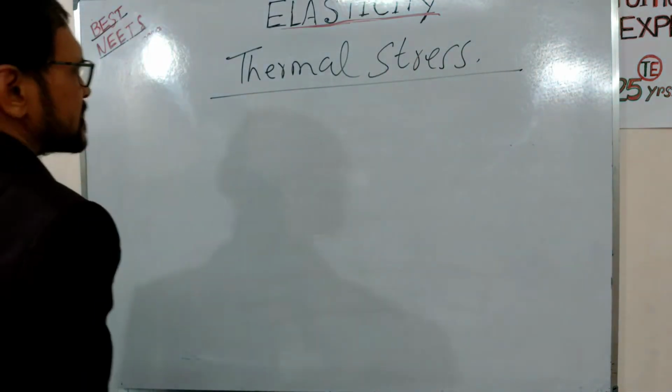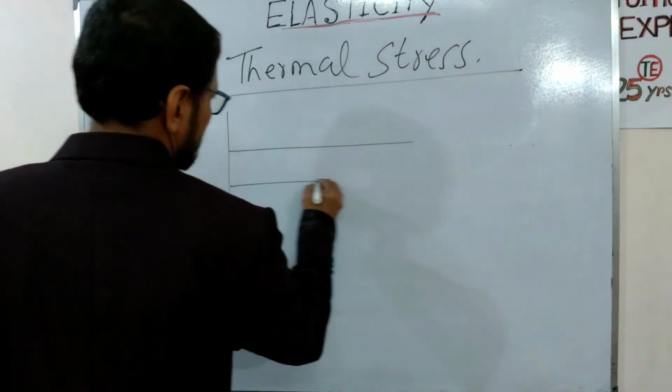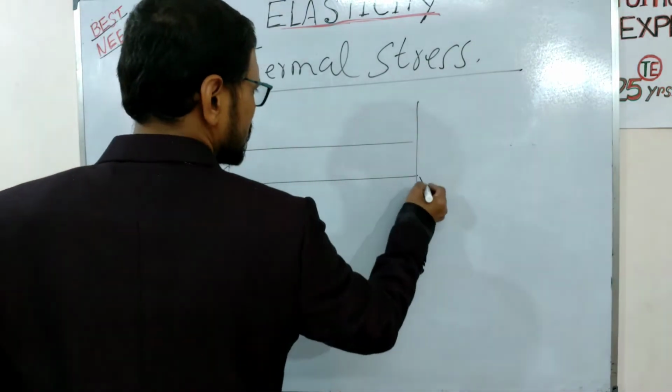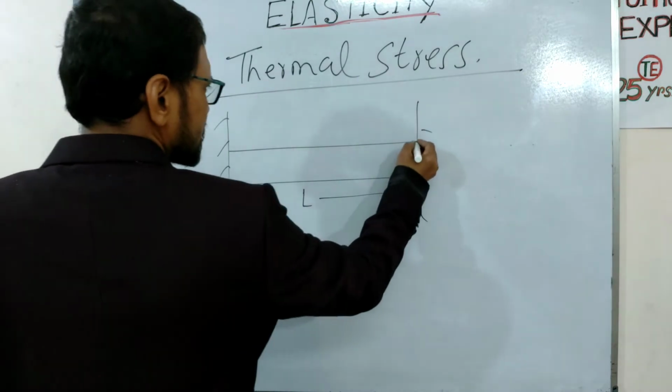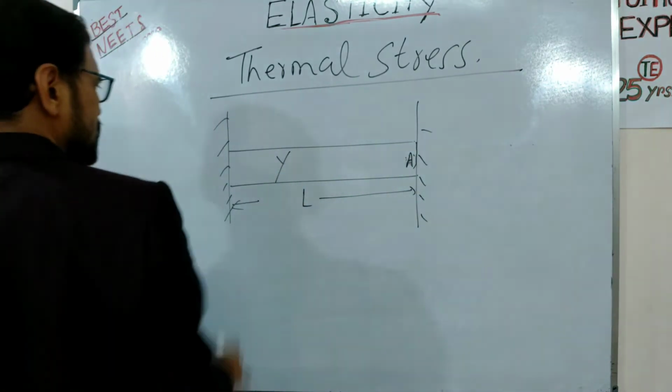What is the thermal stress? Suppose a rod is supported by two vertical walls. The length of the rod is L, the cross-section area is A, and Y is the Young modulus.